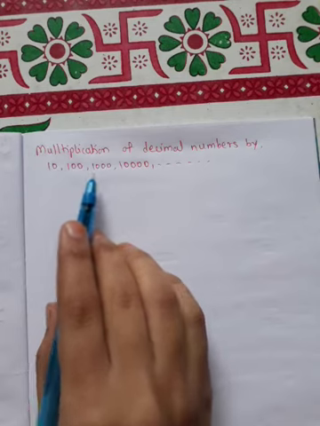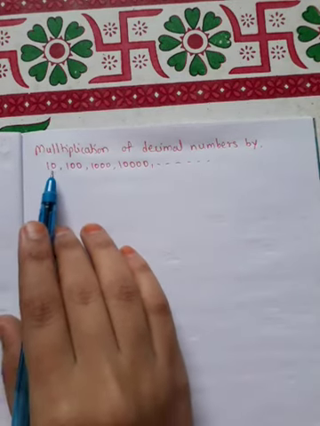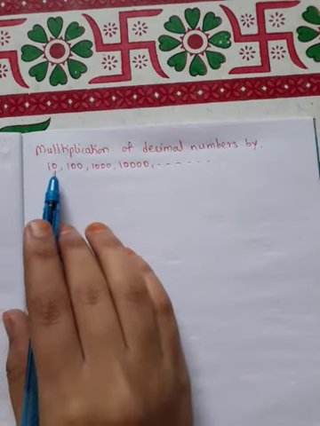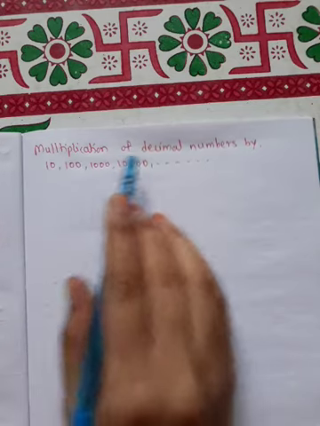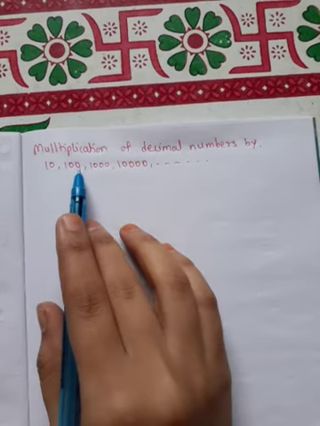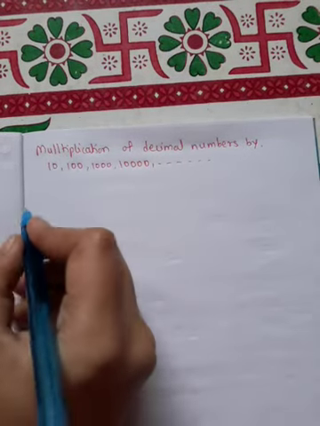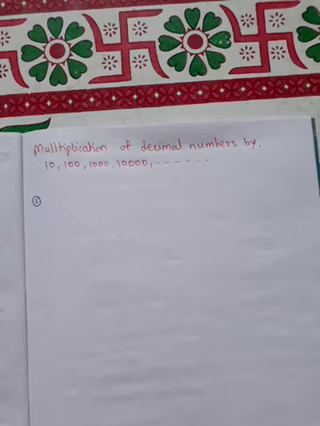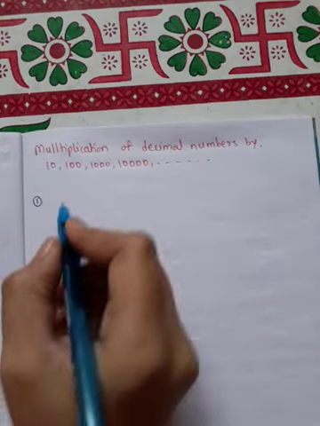Okay, so we have to discuss what happens when we multiply a decimal number by 10. What happens when we multiply a decimal number by 100. So just see. For that I take an example.